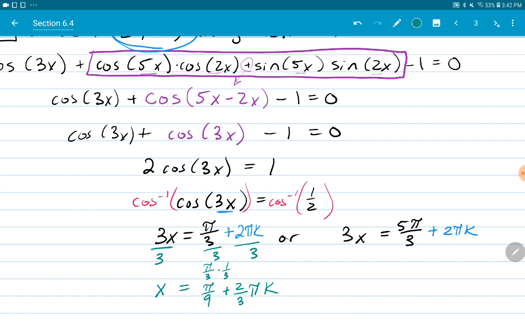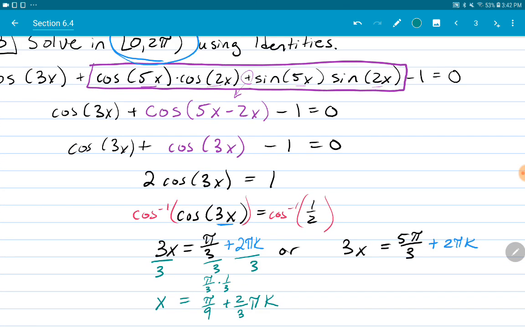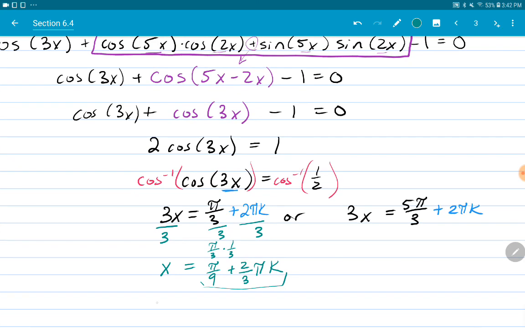But I don't want all reals. I only want when it's going to be between 0 and 2 pi. So k is never going to be negative because our domain starts at 0. But when I plug in a 1, a 2, or a 3 for k, then this total will still be in that 0 to 2 pi. Actually, not 3, I'm sorry, 0, 1, or 2.